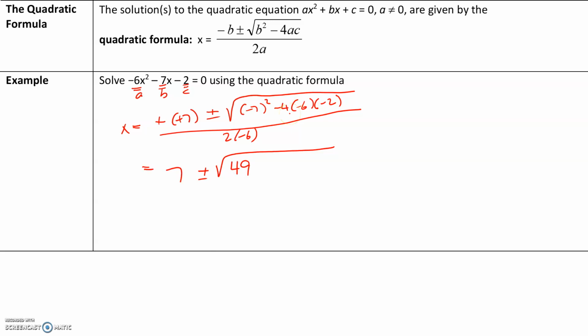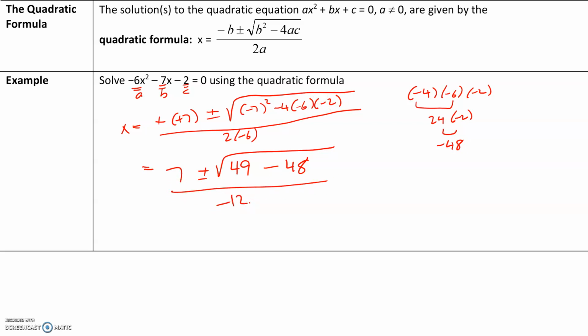Minus, and here we have to go left to right and do it two at a time. Negative 4 times negative 6, that's 24. And 24 times negative 2 is negative 48. So once again, make sure you go left to right, two at a time. So this whole thing becomes negative 48, and then all of that is going to be divided by negative 12.